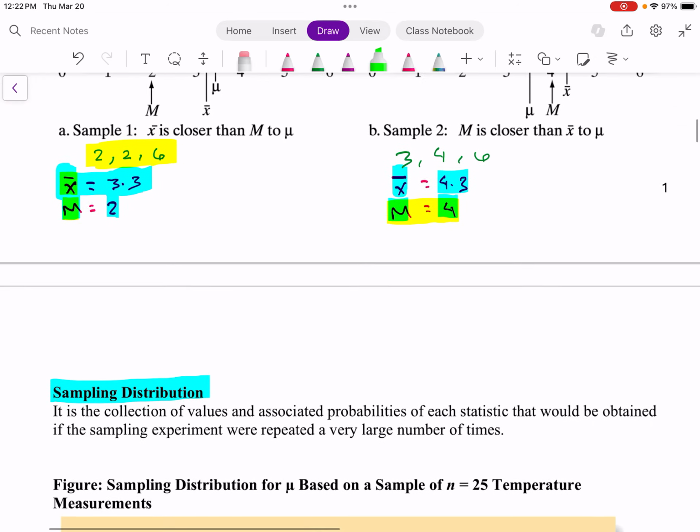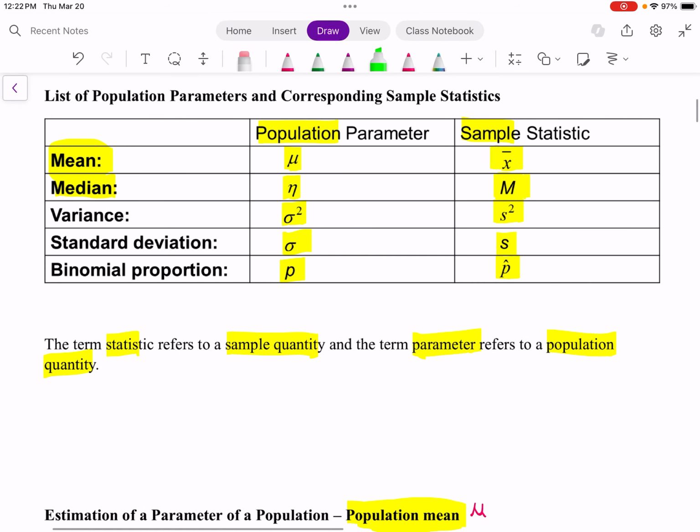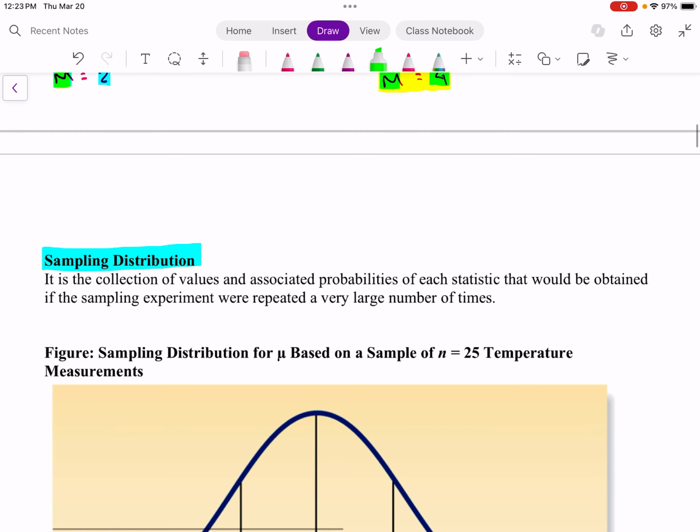Now in this chapter we have statistics as random variables. Statistics means what are we talking about? We are talking about x bar, m, the median, s square, s, p hat. So these are our statistics. These are random variables, and if our table consists of the values for this random variable and their associated probabilities, we call it sampling distribution.